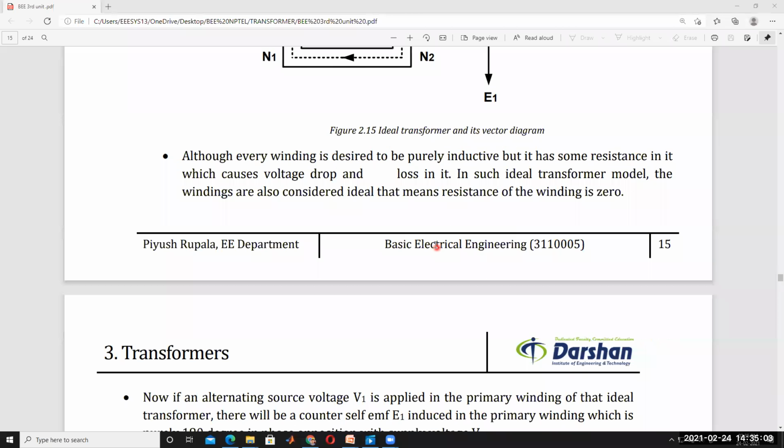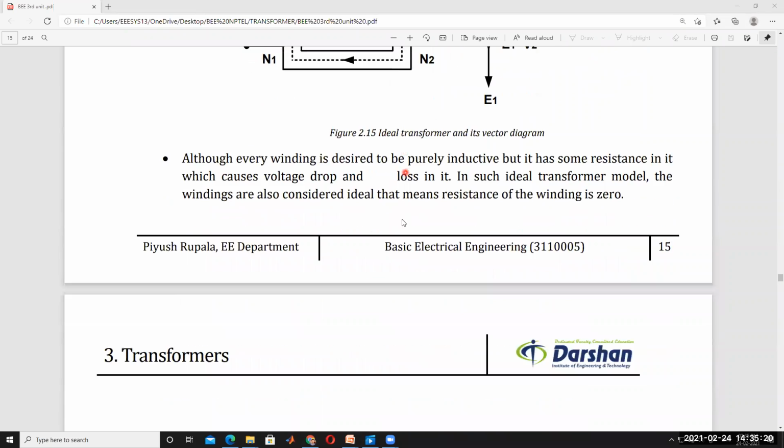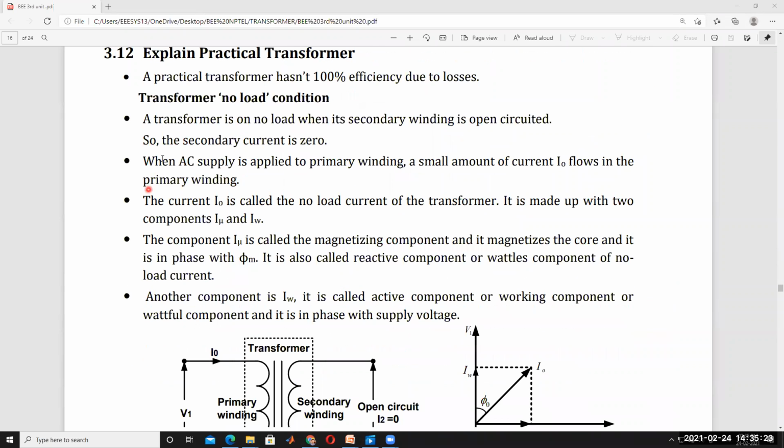To develop some amount of flux under no load condition, that is called no load flux, phi naught, because of the no load current I naught. Ideally, the current drawn from this supply is equal to 0, but practically it is different. Consider a transformer on no load, when its secondary winding is open circuit. That means the secondary current I2 is 0. Transformer on no load means no current flows to the load, as no load is connected.